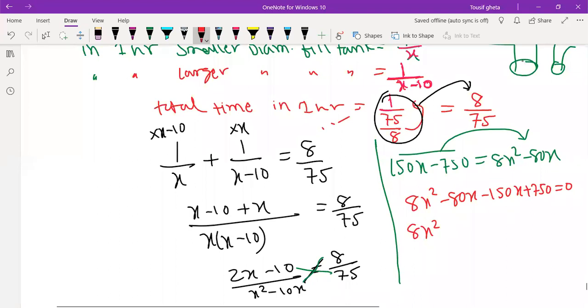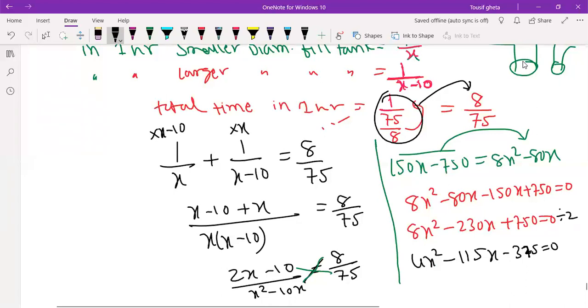I can see the 2 is common, so I will divide by 2. 2 4s are 8, 2 1s are 2, 3 25s are 75, 6 15s are 90. 375 we will get here. Half of 750 is 375.